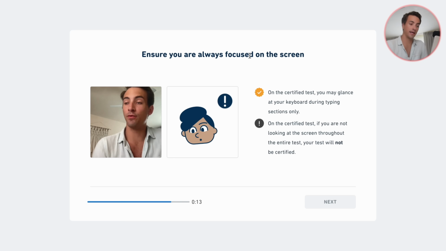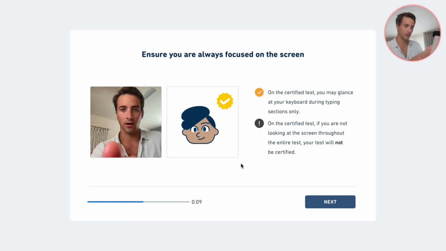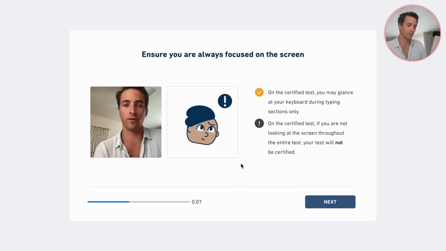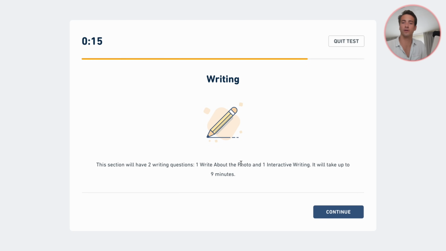All right, this is a reminder. This appears for everybody. On the test, you need to stay focused on the screen. So this is important for speaking questions. That's why it's appearing here, because we tend to look around like this as we're thinking. You don't want to do that.